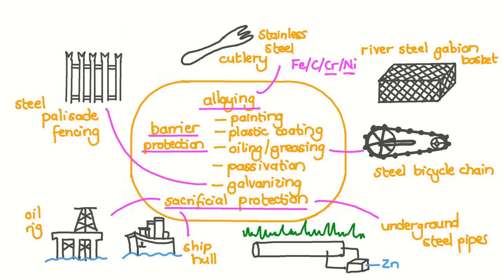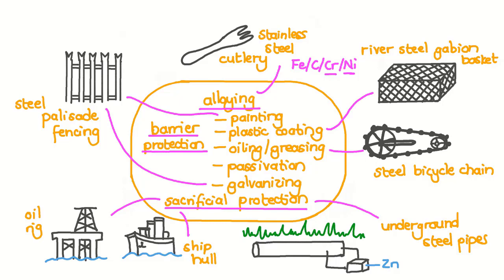Painting won't work because the paint will flake off due to friction, and so oiling and greasing is the preferred method of choice here. But painting can be used where there is no friction, for example on bare steel fencing or over galvanized steel fencing.